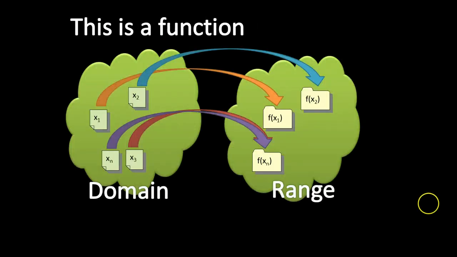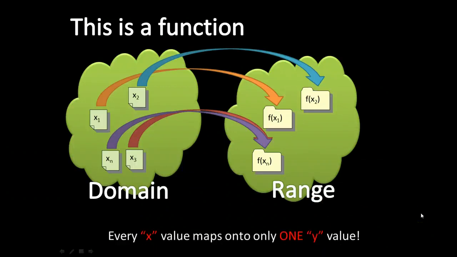Okay, so now we're going to talk about what is a function and what is not a function. So this mapping represents a function. You can see here is our domain, our x values, and our range over here are our y values, or f of x values. The reason that this is a function is because every x maps onto only one y. You can see each x goes only one place. Only one y or only one f of x attached to each of the x values. That's what makes a function.